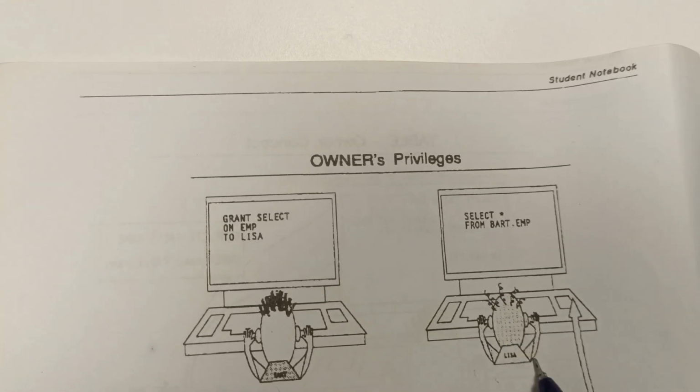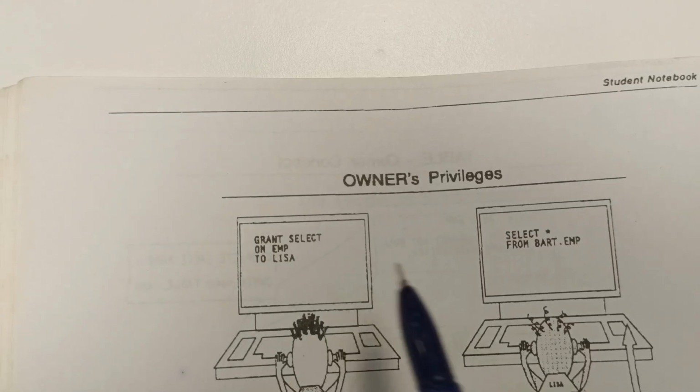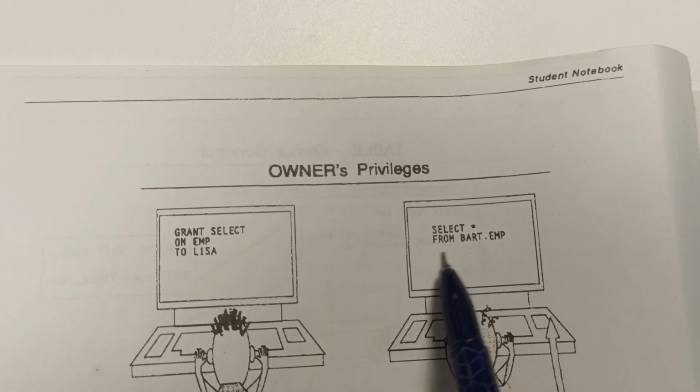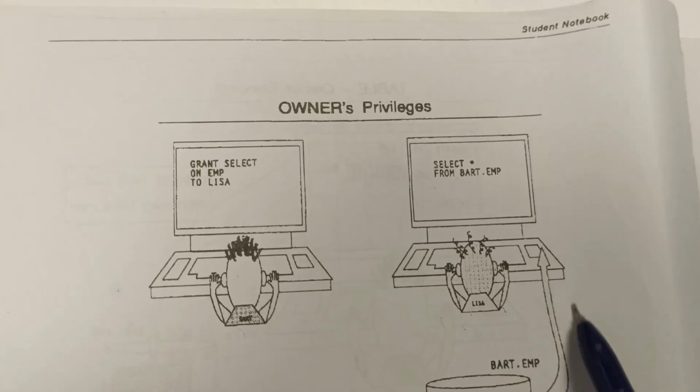So Lisa can access it with SELECT * FROM Bart.employee. Unless I have given the access to Lisa, Lisa cannot access my table. That's why you can see SELECT * FROM Bart.employee number. So Lisa can access Bart.employee number.